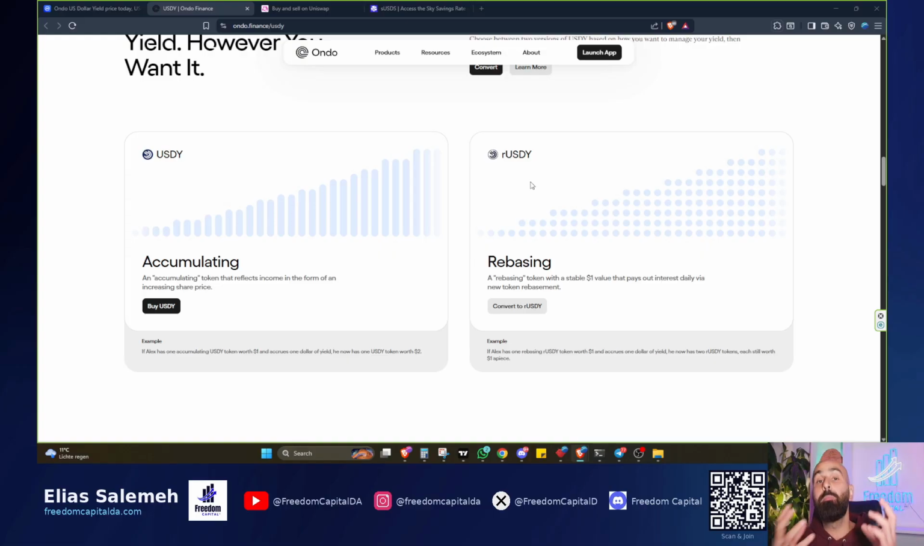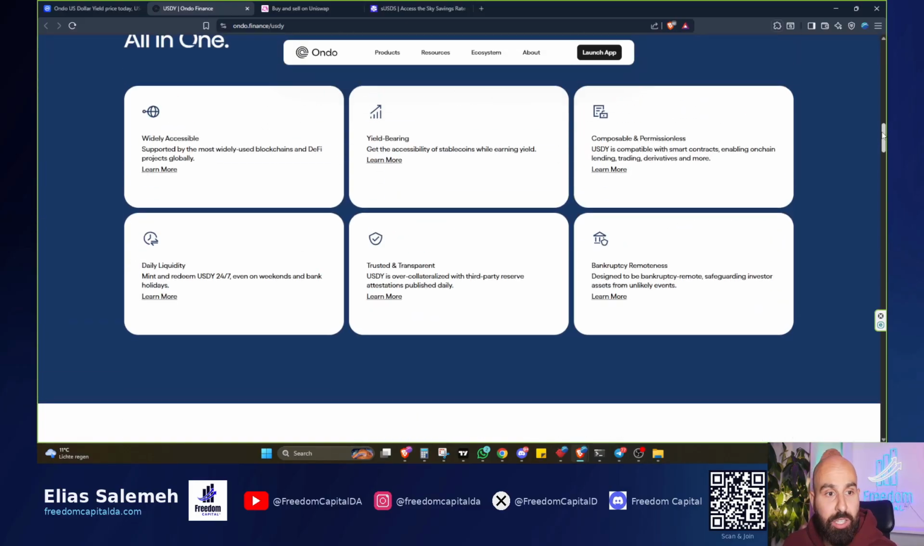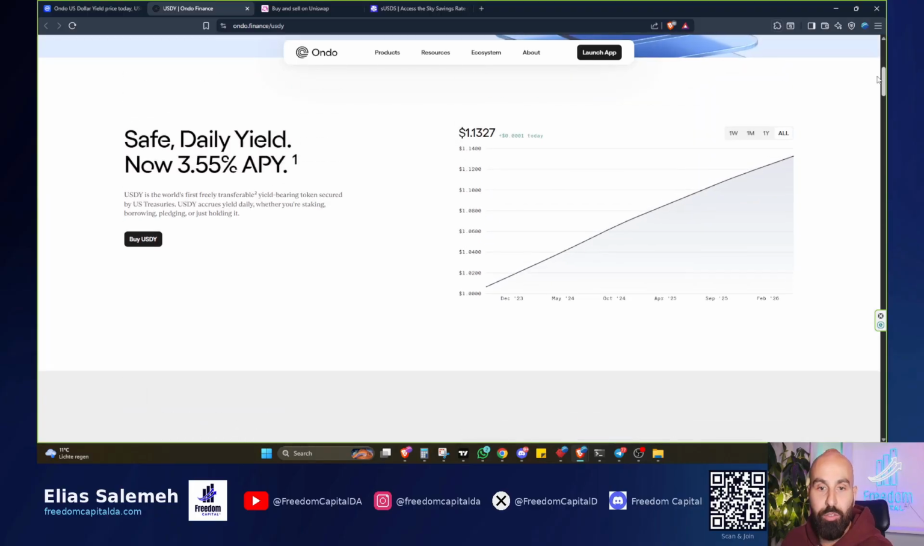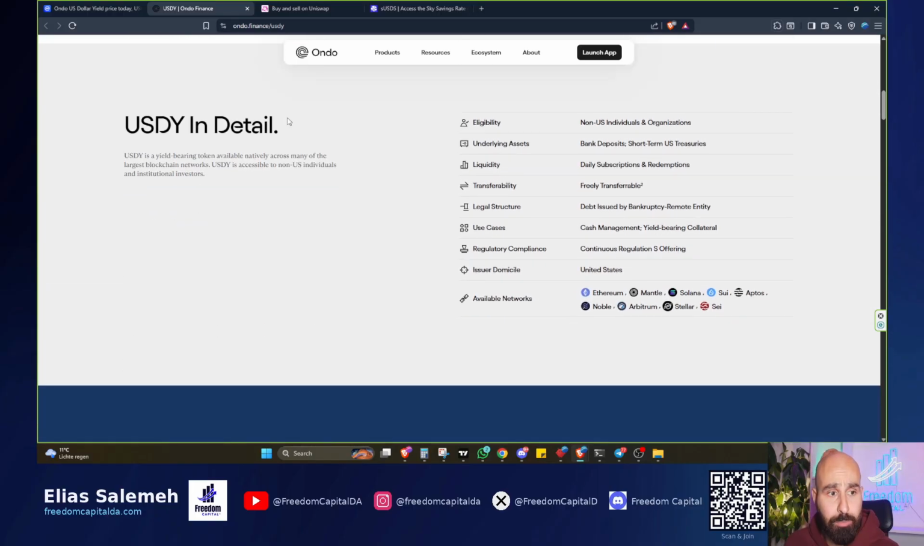At the end of the day, both amounts are the same. You're going to end up with the exact same amount, but the mechanics are different. With USDY, you will hold the exact same amount of tokens, but the value of those tokens will be higher. With rUSDY, you will hold a higher number of tokens, but the value is the same, as if you basically got the yield directly embedded into the token. So this is the difference between the two, and that's why the value of USDY keeps climbing over time.